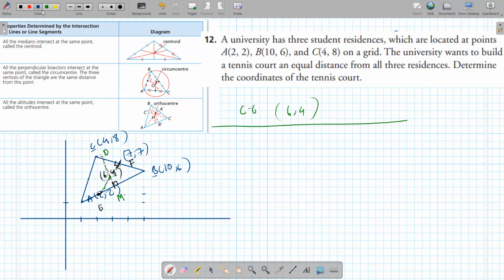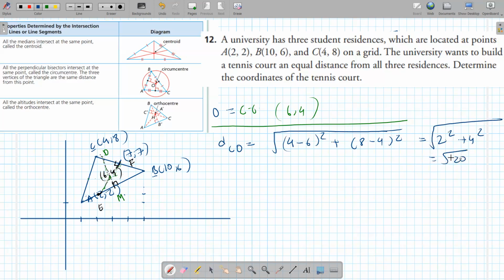Remember, what's the property of a circumcenter? It's equidistant from all three vertices, okay? So that means the distance from C to, we'll just call this O, C to O. I'm just going to use this formula: the square root of (x2 minus x1) squared plus (y2 minus y1) squared. This is going to be 2 squared plus 4 squared, which is square root 20. That's the distance going from C to that point.